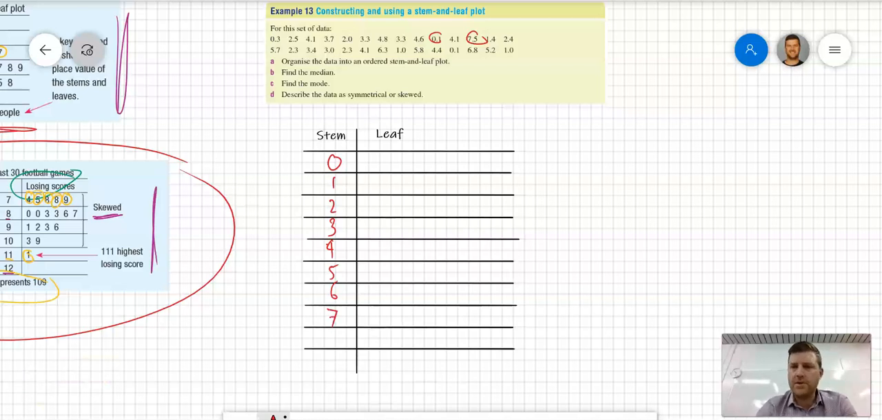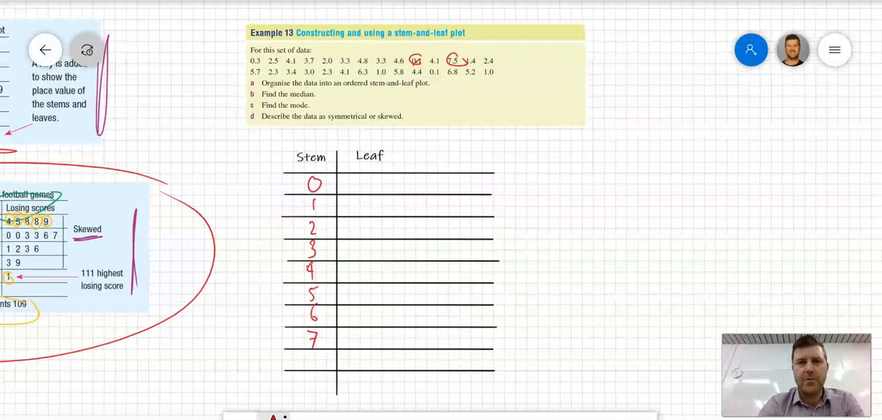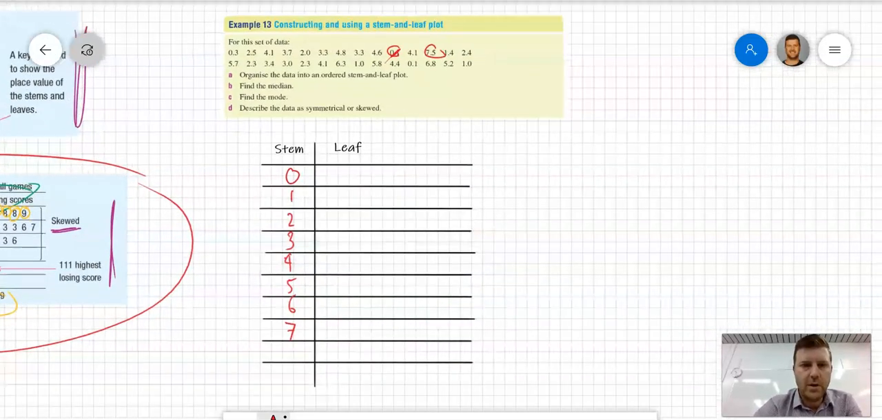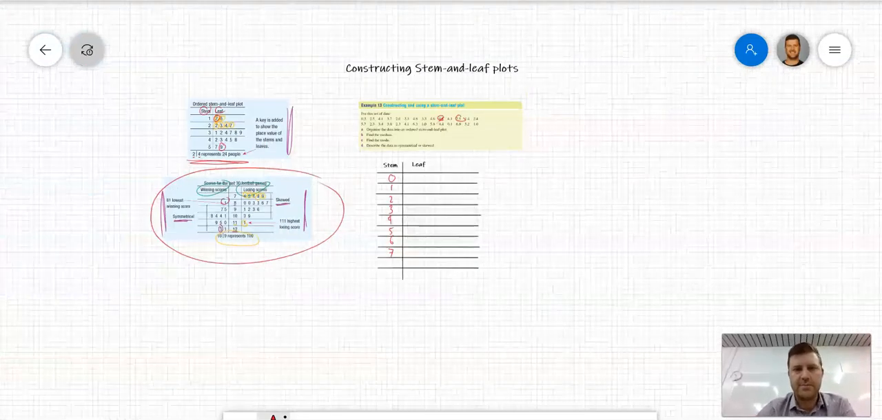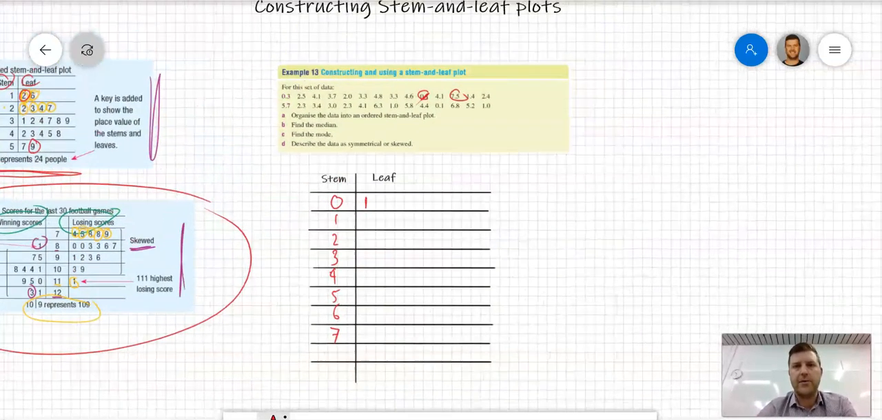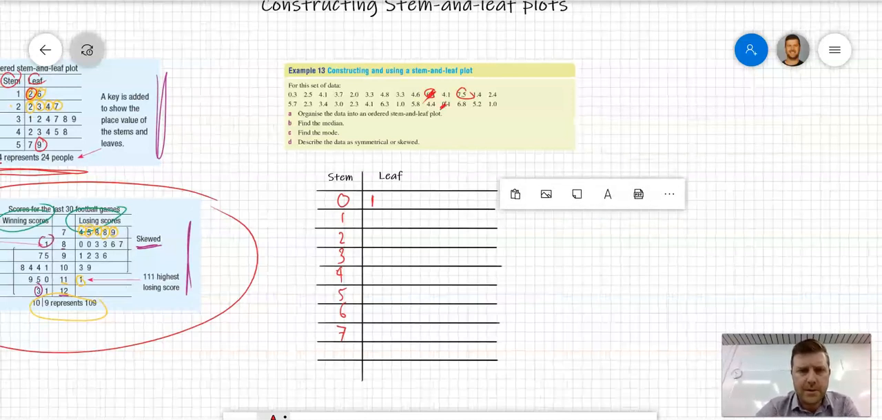Okay, so once I've got my stem numbers on the stem and leaf plot, it's just about putting in the leaves now. So I'm going to start with the smallest value and work my way up. As we said, 0.1 was the smallest value, so that's represented on here with a 1. And as I go through, I'm going to cross off these numbers. So I've got another 0.1 here. There it is. That's another 1.